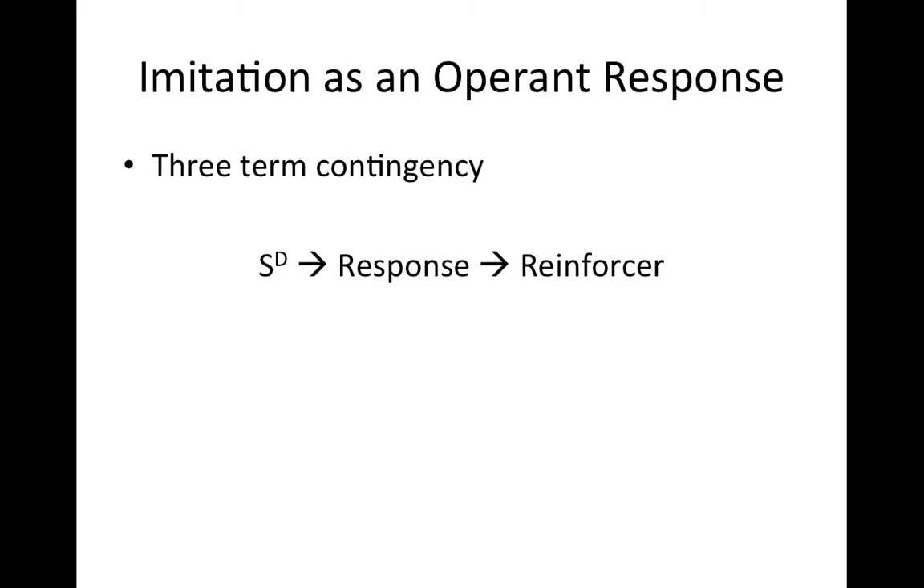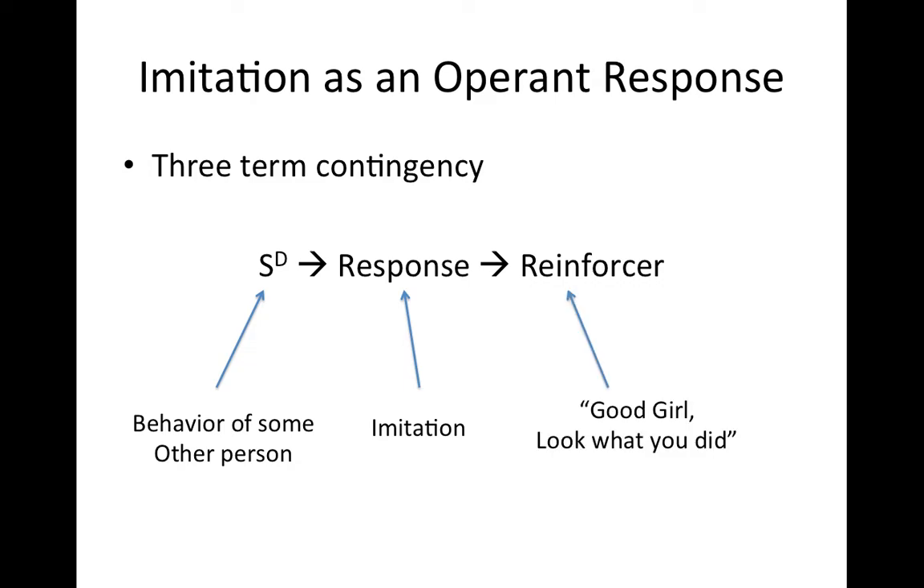So behavior analysts interpret imitation as an operant behavior, an operant response that we learn. And if we analyze it using a three-term contingency, what we see is something pretty straightforward: the discriminative stimulus is the behavior of some other person. The response is what we're looking at, imitation, and the reinforcer is probably some generalized, conditioned social reinforcer, like, oh, what a good girl, look what you did, and so on. And maybe there's some shaping involved.